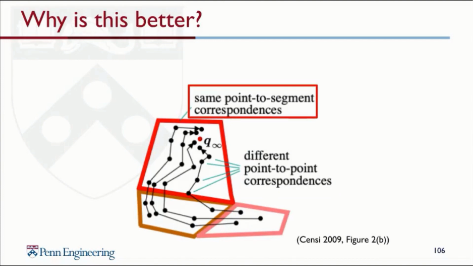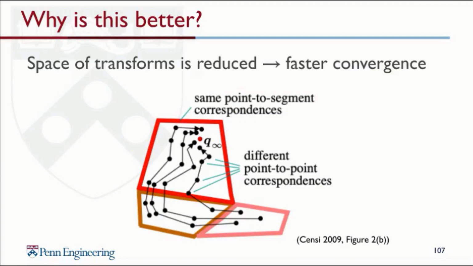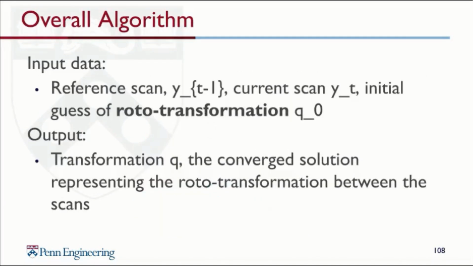In comparison, under the point-to-line metric, all the transforms within an area will have the same point-to-segment correspondences and will be considered equivalent. Therefore, intuitively, the space of transforms to be searched over will be reduced, resulting in a faster convergence. So hopefully, the reasons explained until now have convinced you of the benefits of using the point-to-line metric in comparison to the point-to-point metric.